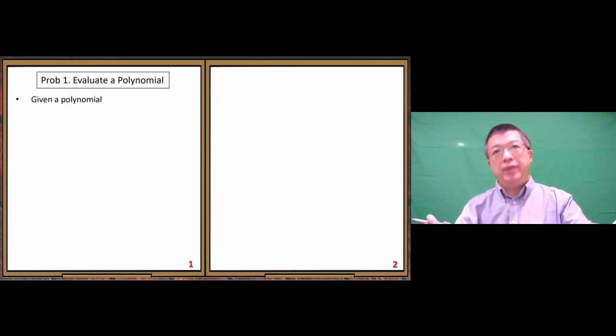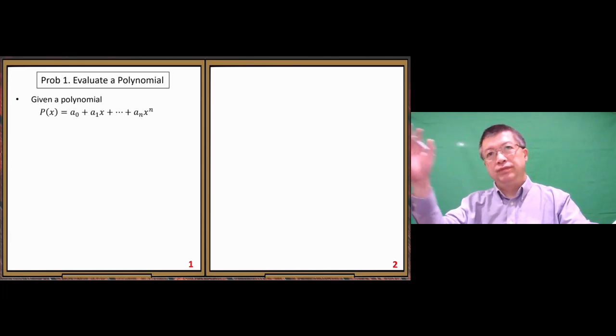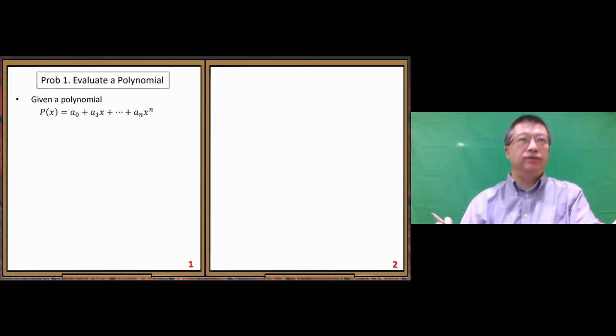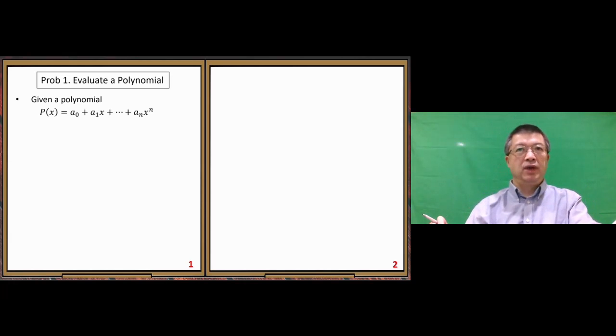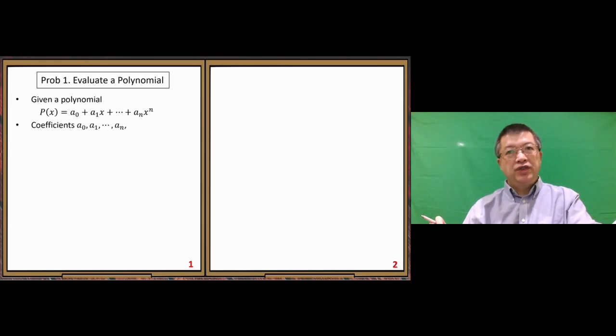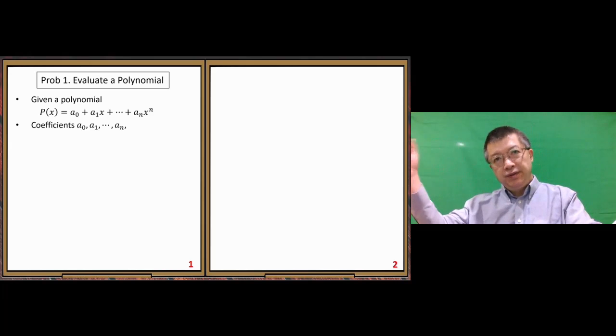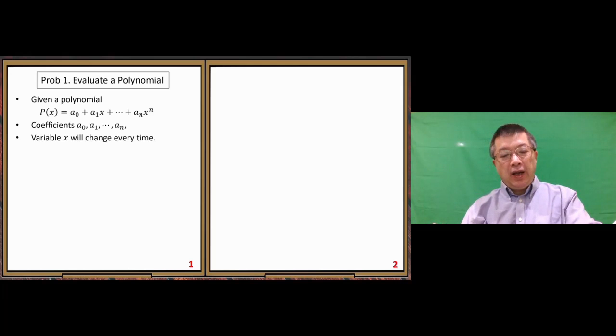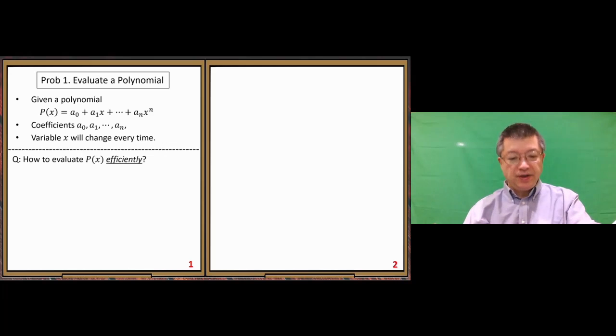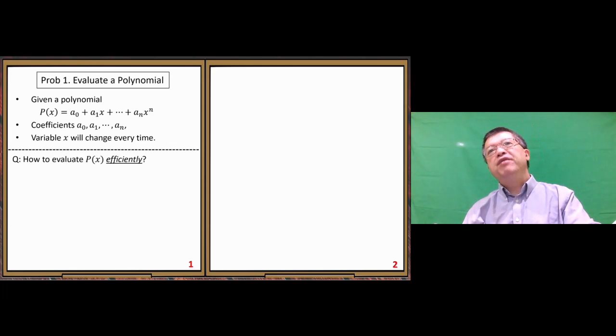Given a polynomial, p of x equals this expression. So I think you're familiar with this. Here, the coefficients a0 through an, and x is the variable. The question we need to answer: how to evaluate p of x efficiently. That's the problem.